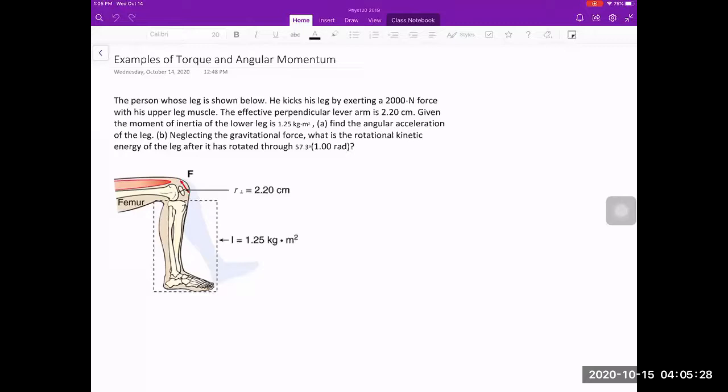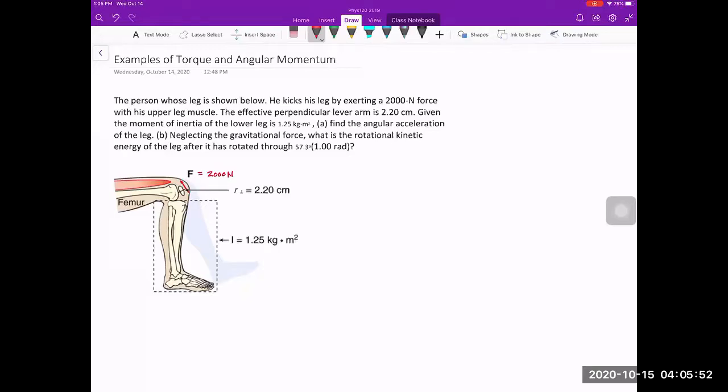This force is the force that will try to pull his leg to kick. This force over here is 2,000 Newton. Now this force is provided by a muscle. We didn't show the muscle here, but you're going to have a muscle try to pull it up such that the leg will kick to the front.